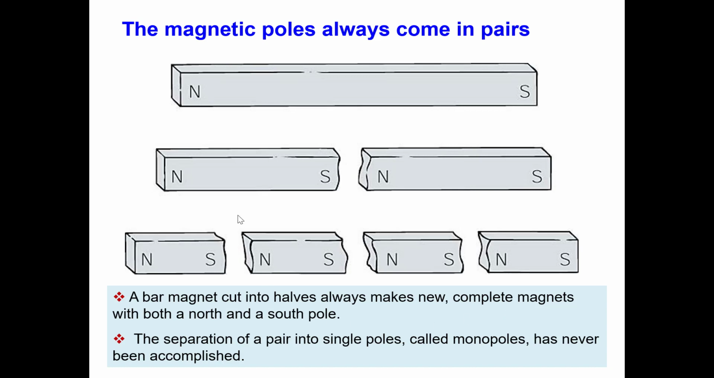If we cut a magnet bar in halves, we will have a new complete magnet with both a north pole and a south pole. Each of these poles is called a monopole. The separation of a pair of poles into monopoles has never been accomplished.